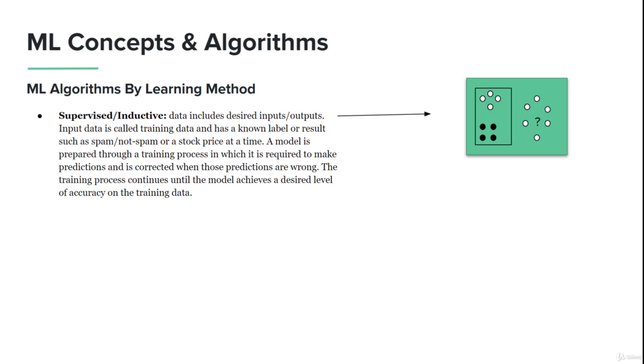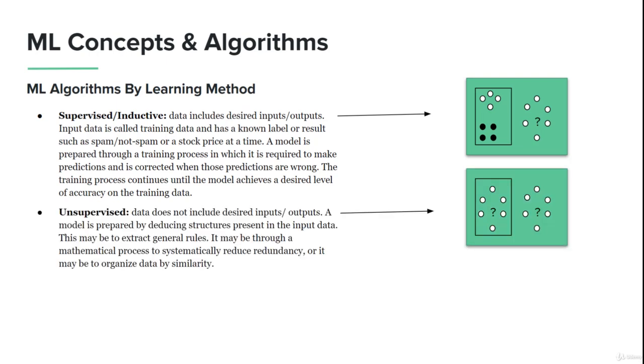A model is prepared through a training process in which it is required to make predictions and is corrected when those predictions are wrong. The training process continues until the model achieves a desired level of accuracy on the training data. This is really about the supervised type of learning, right? We're easily able to understand, based off of the inputs, what we're looking to accomplish. Is something spam, is something not spam, right?